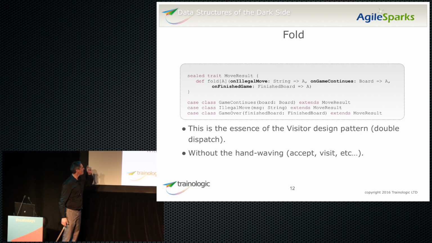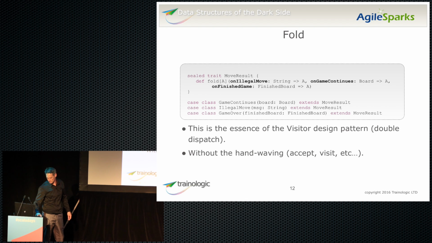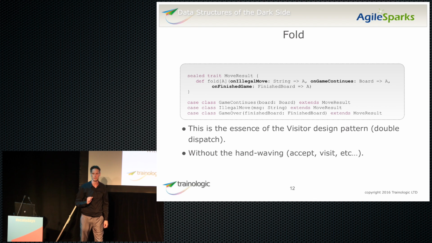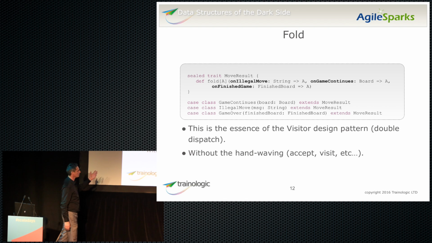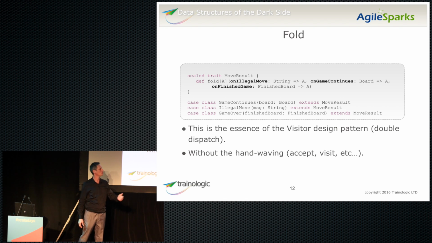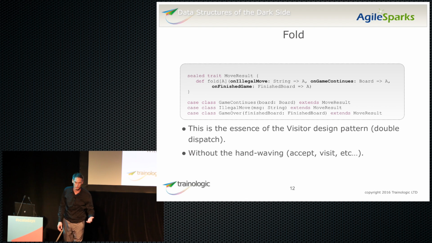And see, in the move result, here, in the trait itself, I provide only a fold method. And with it, I can do anything I want. You see, it's 3 callbacks, 3 functions: what to do on an illegal move, what to do on a game continues, something that will work with the board, and what to do on a game over, on a finished game, something that will work on a finished board and will not be able to make another move.